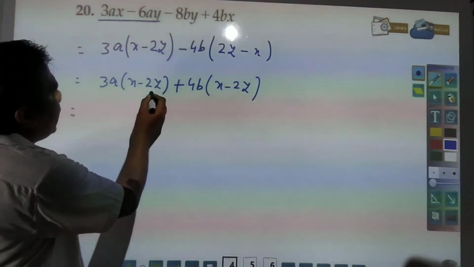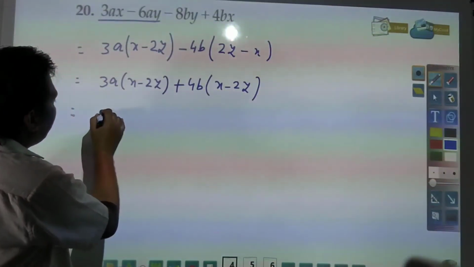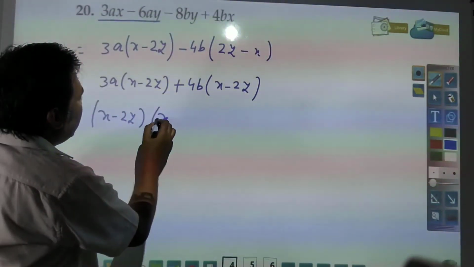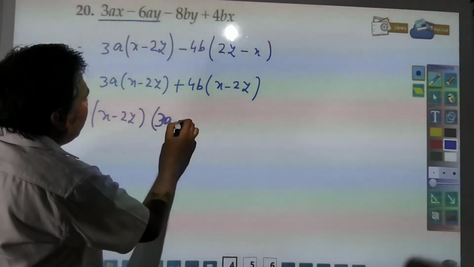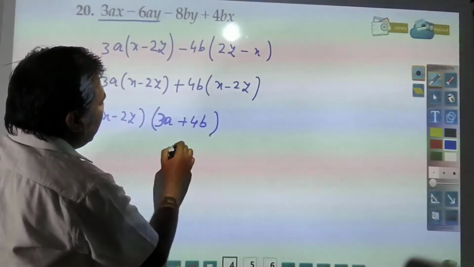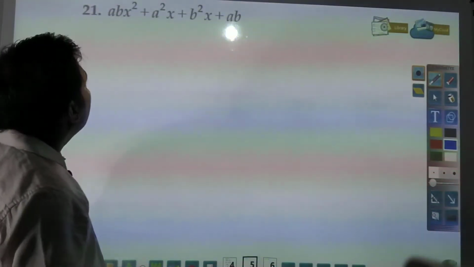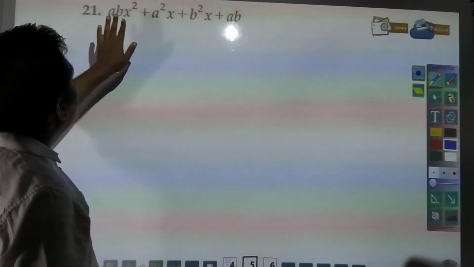Now you see x minus 2y and x minus 2y you have common, and you are left with 3a plus 4b, and this is your answer. Next we will see question number 21.